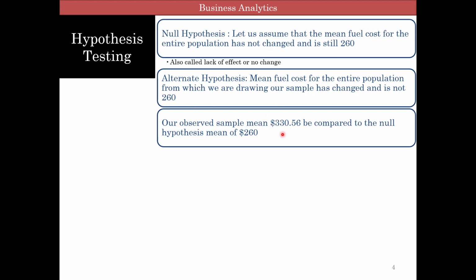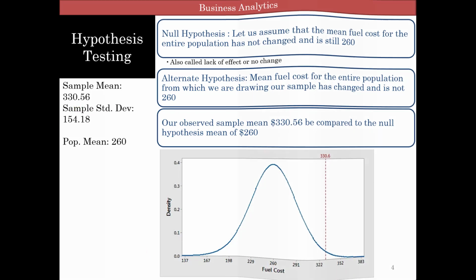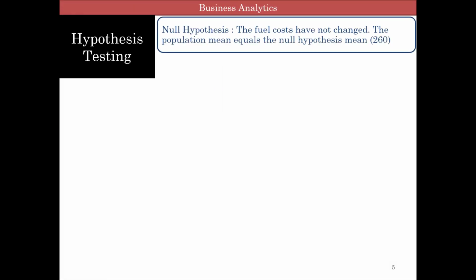So the sample mean we saw was 330.56, and our sample standard deviation was $154.18. And so here we go. Here we have this nice normal distribution. We have the sample mean here. Here's the population mean. The only problem we have is that we don't have the population standard deviation, and we have the sample standard deviation.